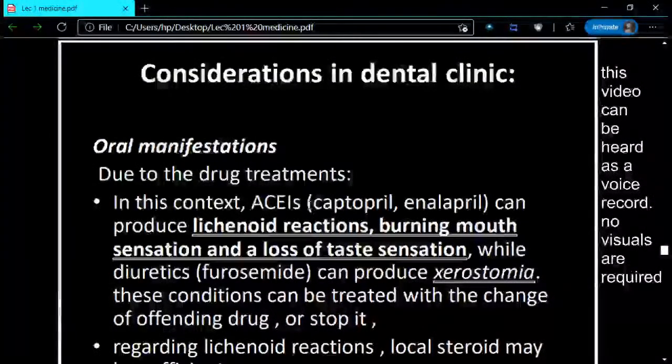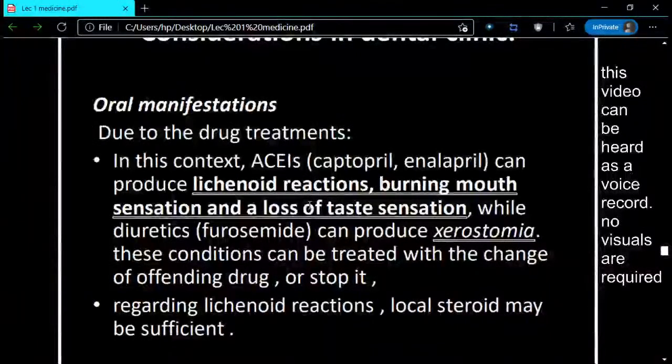Observation in the dental clinic. ACE inhibitors, captopril, can produce lichenoid reactions in the mouth. While diuretics can produce xerostomia, which is dryness of the mouth.